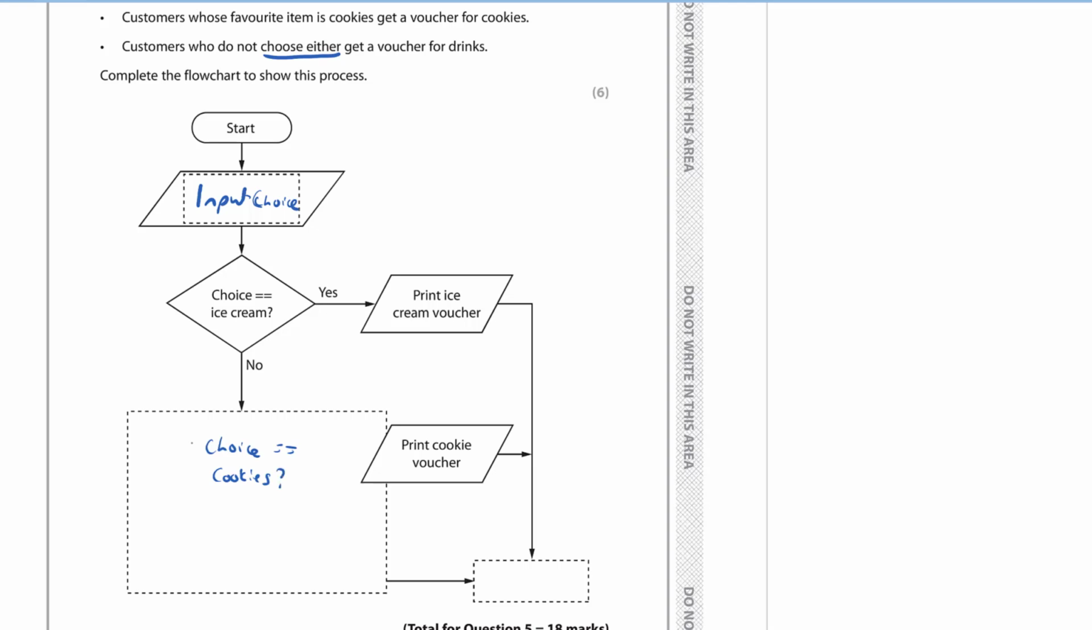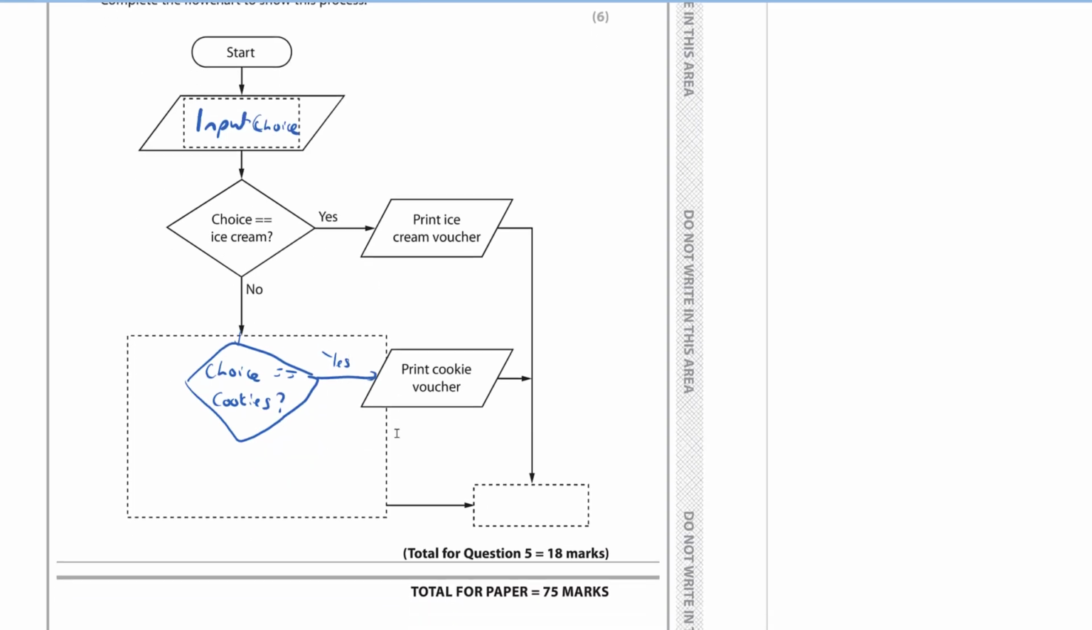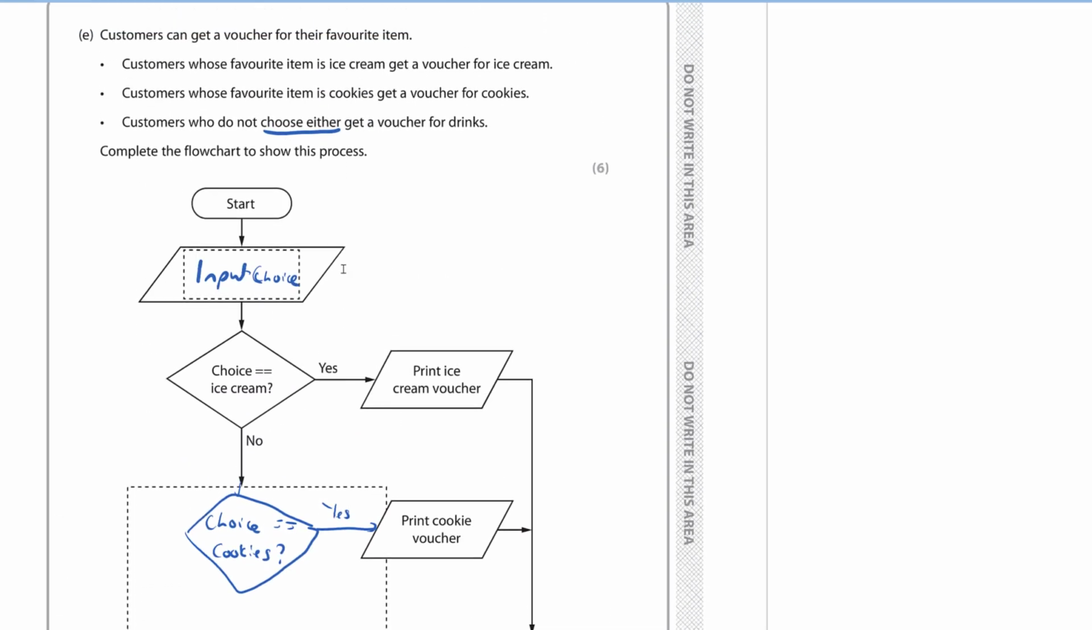Try and do this as neat as I can. After a long video, this gets worse and worse. Okay, not my worst. If their choice equals cookies, if it's yes, make sure you write in yes, we're going to print cookie voucher. Otherwise, we're going to get a voucher for drinks.